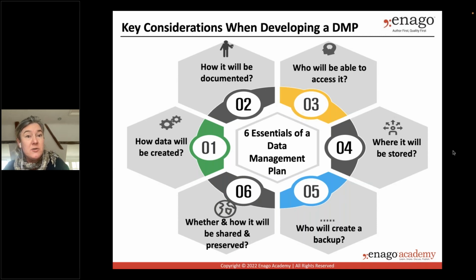Where will it be stored? And for many countries, for instance, it's really critical to know whereabouts the servers for the data will be located. Who will create a backup? That could also be if there's a multi-country project. Will there be backup copies in a range of institutions or countries? And then whether and how will the data be shared and preserved?